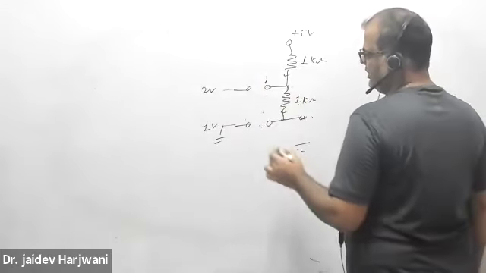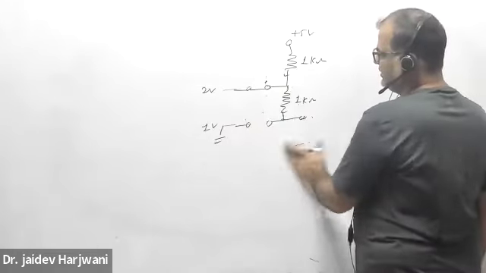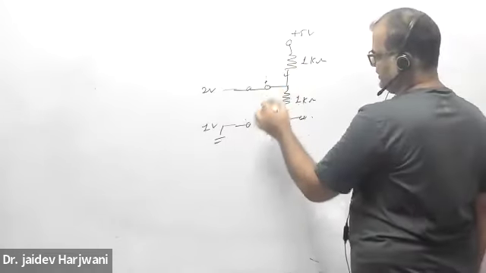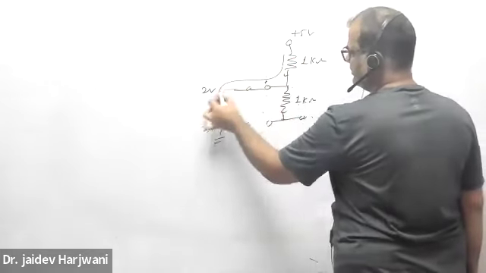That is wrong. If I say this is conducting and this is not conducting, then what will happen? Tell me. If this is conducting, then here no current will go. Only current will go from here to here.